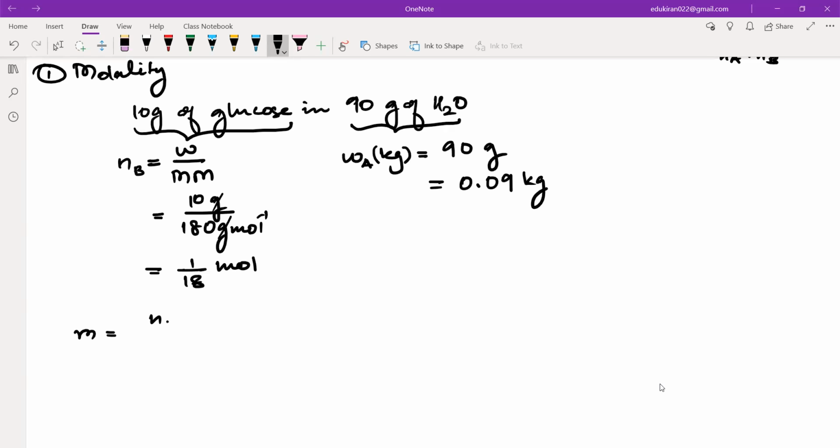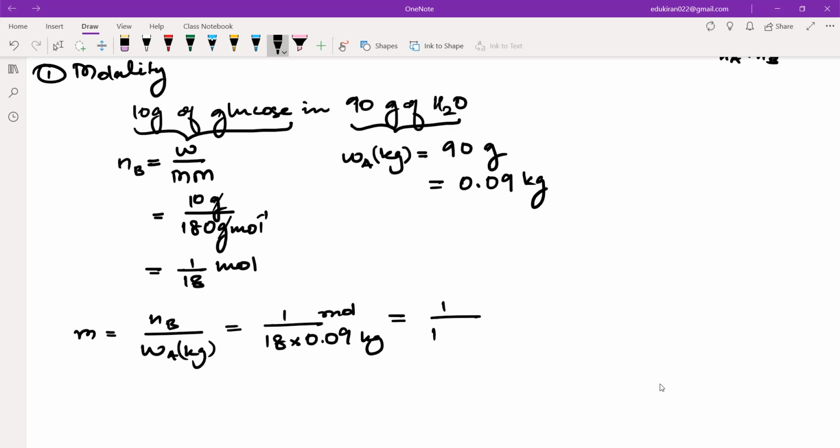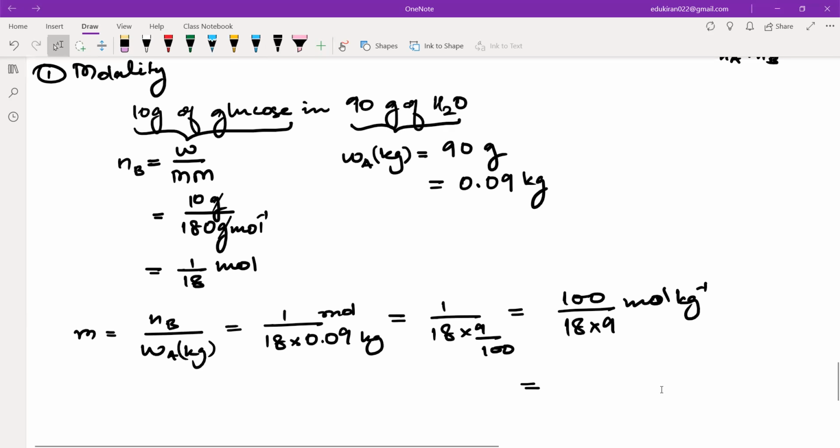Molality is equal to the number of moles of solute divided by the mass of solvent in terms of kg. Now n_B is equal to 1 upon 18 into the mass of solvent in kg, which is 0.09. This will be in terms of moles, and this in terms of kg. You can further write this as 1 upon 18 into 9 upon 100, and 100 will go above, so you get 100 upon 18 into 9 moles per kg. Please calculate this and tell me the answer. Write the whole thing for molality.